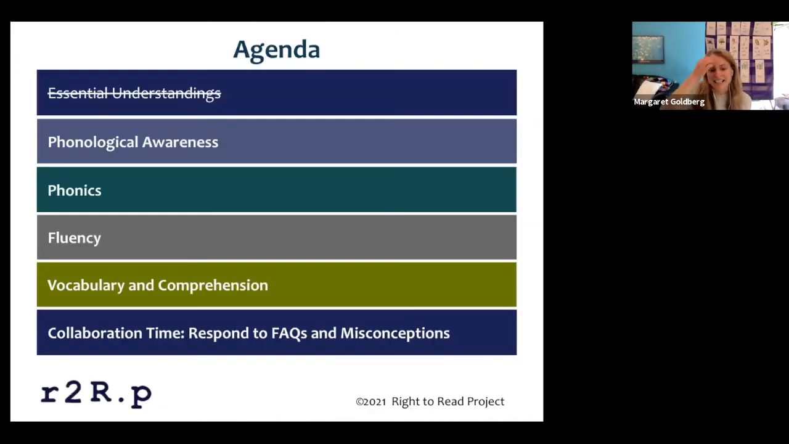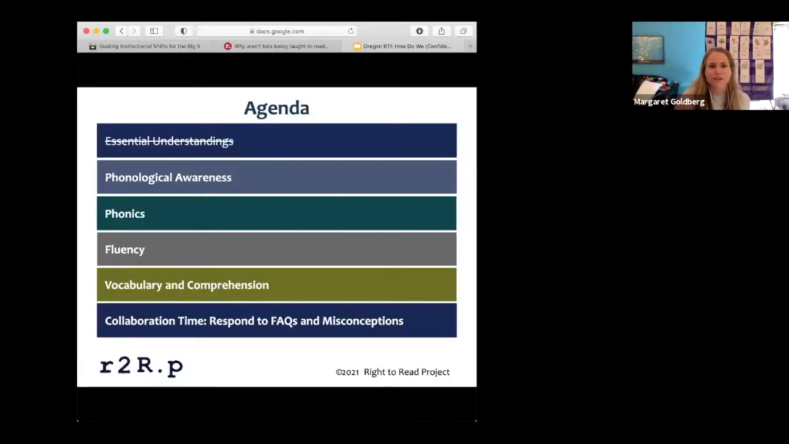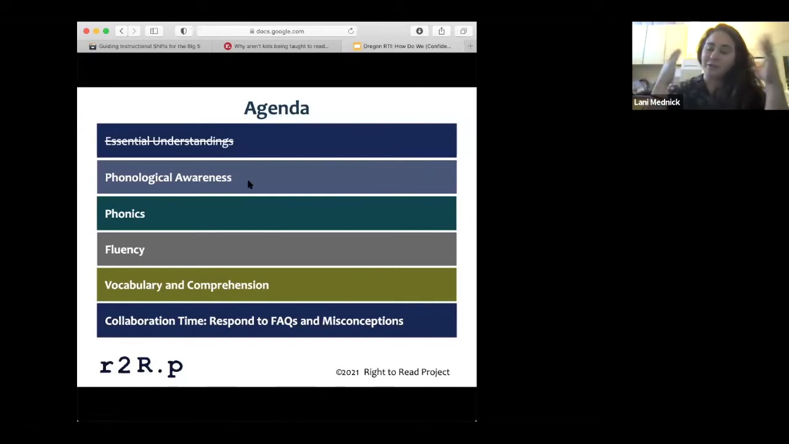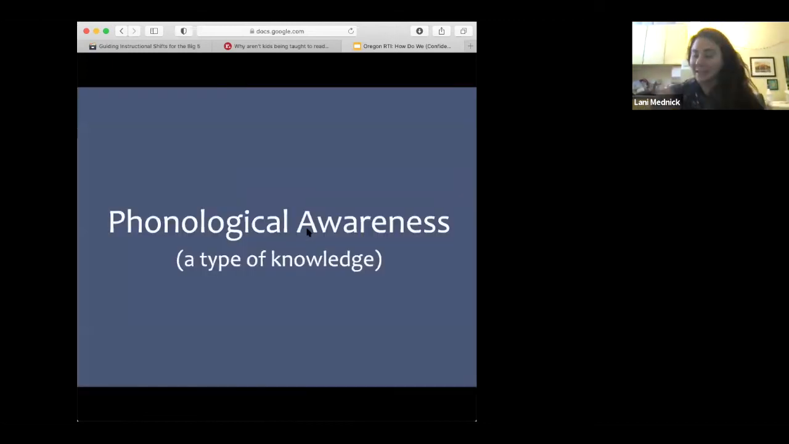All right, so Lani's going to dive into the first part of our reading model with phonological awareness. Yes, so we're getting into the instruction that our students need based on these essential understandings. And again, we're going through the highlights to support our own thinking and also to take these little golden nuggets for sharing and supporting others.